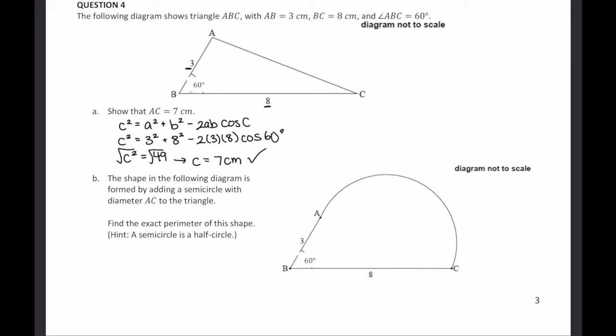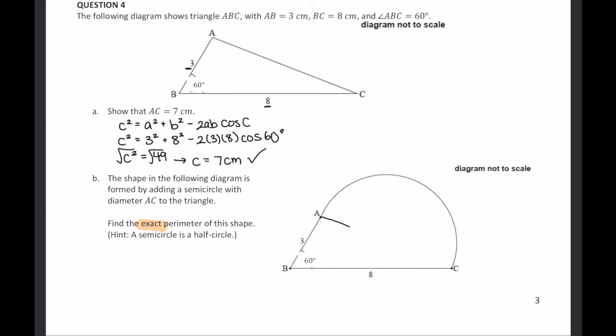Part B says the shape in the following diagram is formed by adding a semicircle with diameter AC to the triangle. Find the exact perimeter of this shape. So a semicircle is a half circle, and the other thing to pay attention to in the directions is that it says exact perimeter. So what that means is we're not going to want to round our answer at all, even though we're going to be working with pi. We're just going to leave it as the symbol pi.